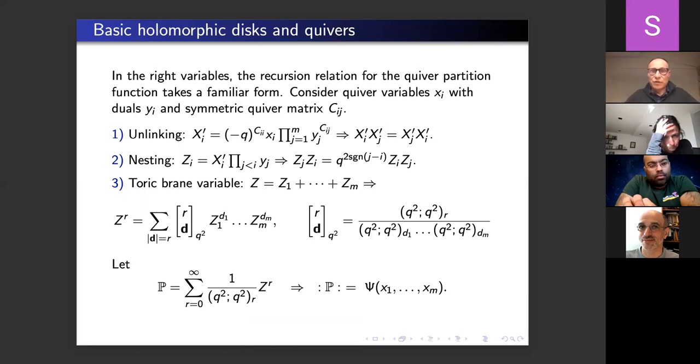I can first do some kind of unlinking. So if I introduce new variables, I take my x_i and then basically multiply them by all the y_i's to their linking powers.